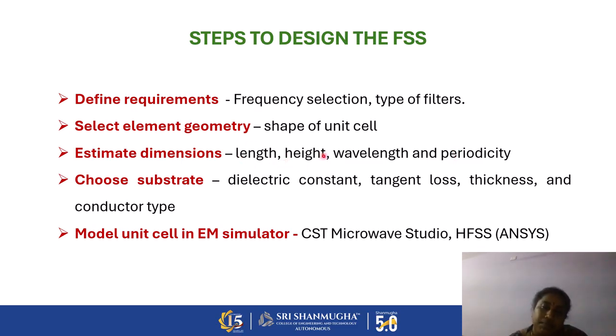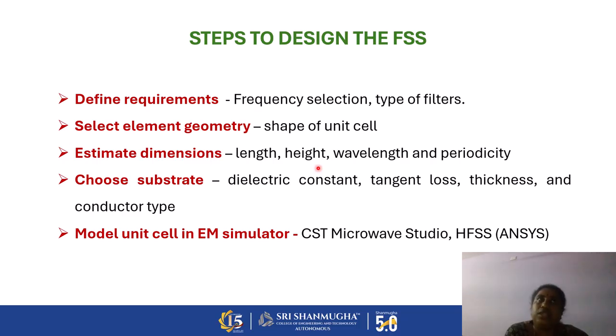So these are all the main parameters for designing the FSS structure. And next is the substrate. The substrate is a very important part. By choosing the substrate, it can produce more efficiency, that is more bandwidth. First we need to choose the dielectric constant, that is the dielectric substrate. If the dielectric constant is maximum, we are using FR4 and then Rogers substrate.